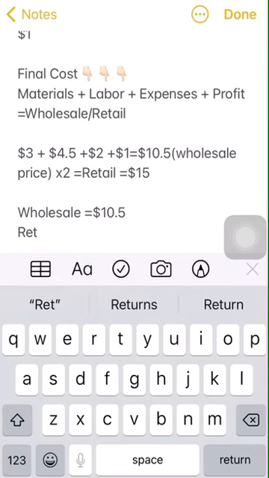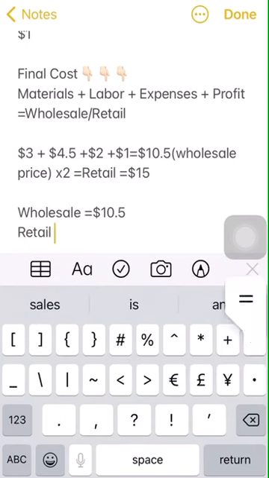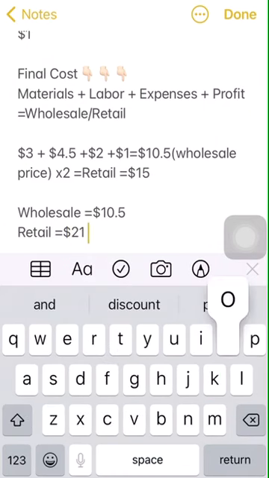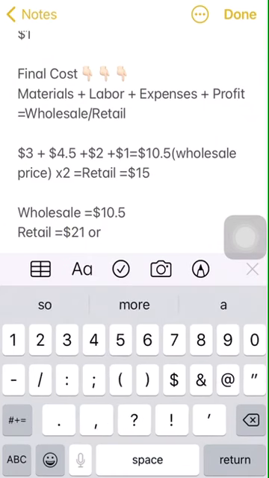All right, so now it means that for our final soap, one bar of our soap, the wholesale price will be $10.5 and the retail price will be either times 2, which is $21, or we can decide to sell it at $15. Like I said, this aspect is directly personal. Okay, it is personal.